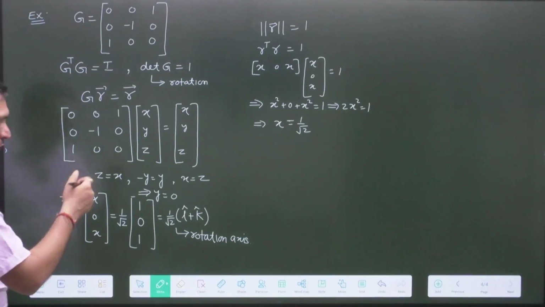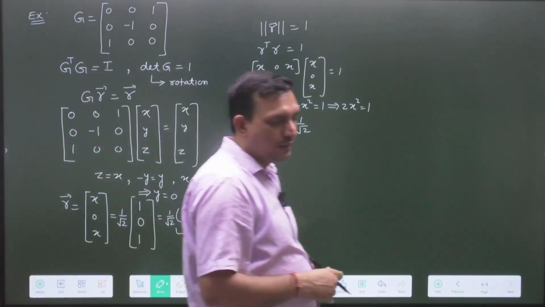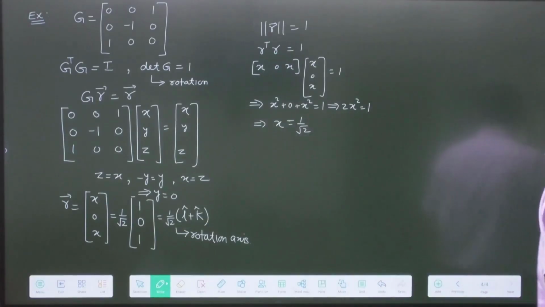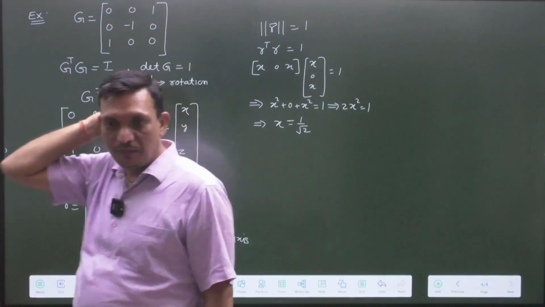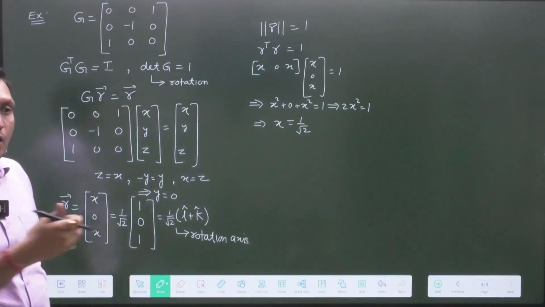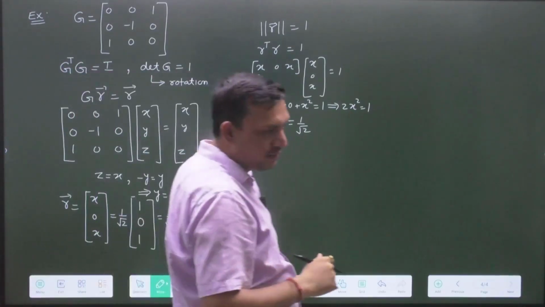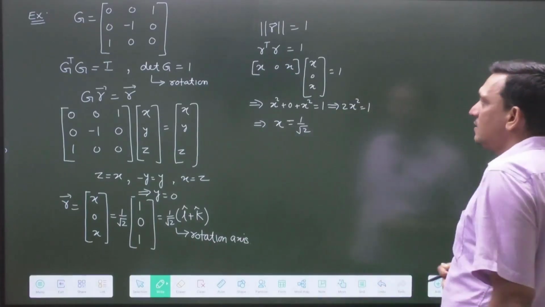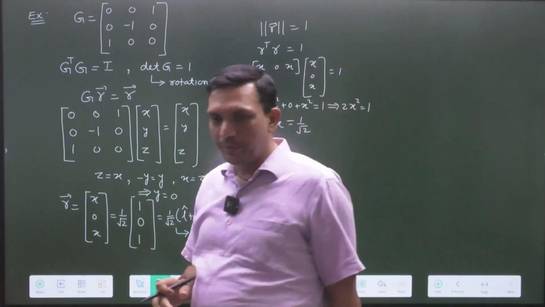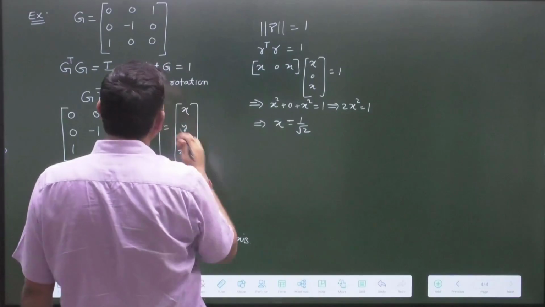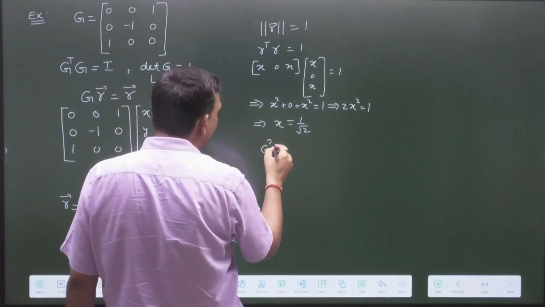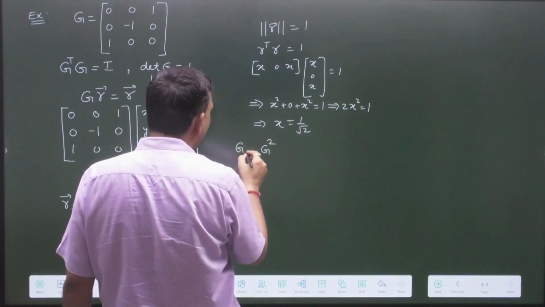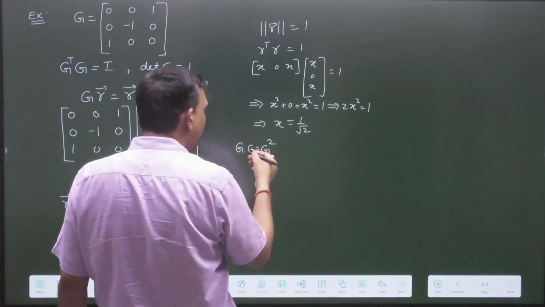Now you can't visualize by what angle it will be rotated. You can't compare it with your A or B matrix about Z axis. So in that case, there is a trick that you have to remember. So here, let's multiply G matrix. What is G square? G into G. Let's check for G into G. Check it.